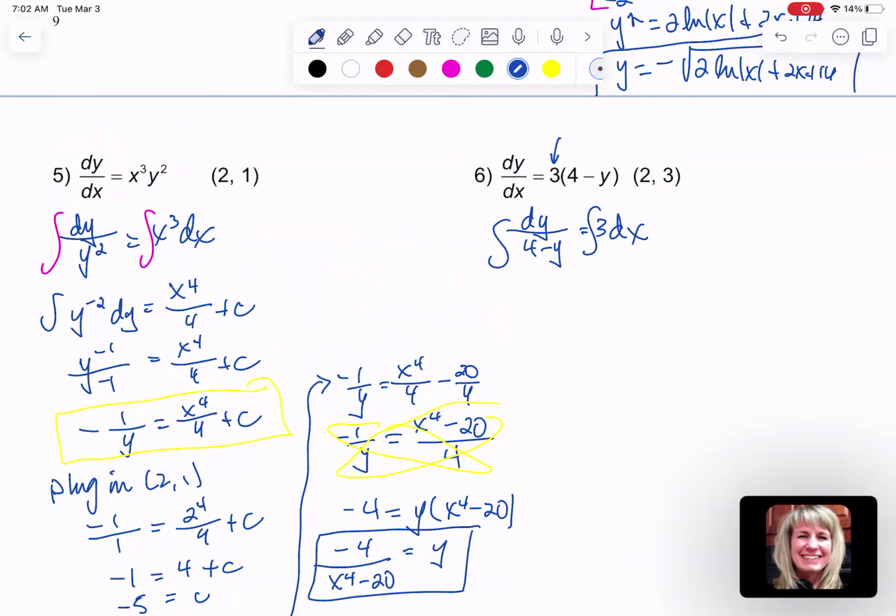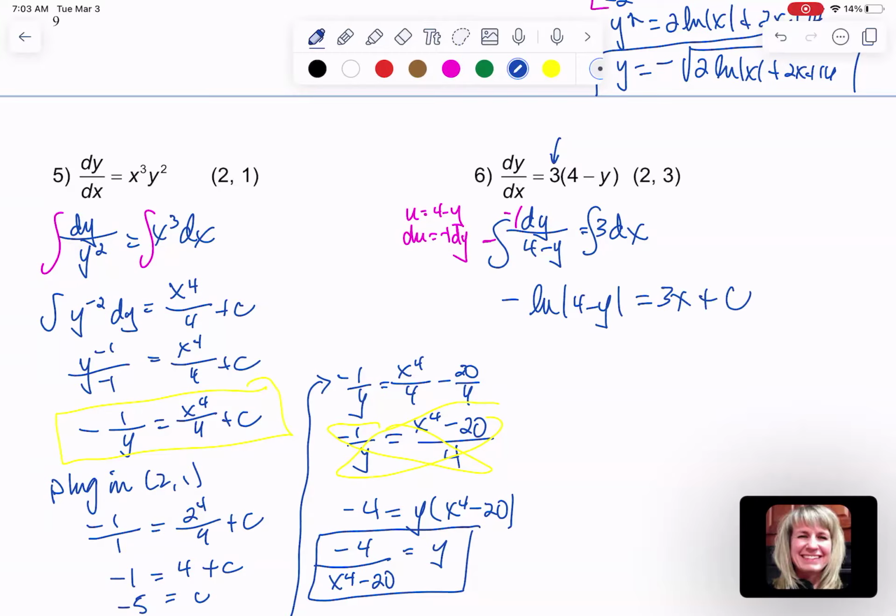Okay, when I do that, think of this over here on the left, u equals 4 minus y. And so du equals negative 1 dy. It's a chain rule situation, so we've got to think of it in those terms. So I need a negative 1 up here, which means I need a negative out front. So this will become a negative natural log of 4 minus y. That 4 minus y is raised to the first power on the bottom, so it's going to be a natural log. And then this will be 3x plus c.